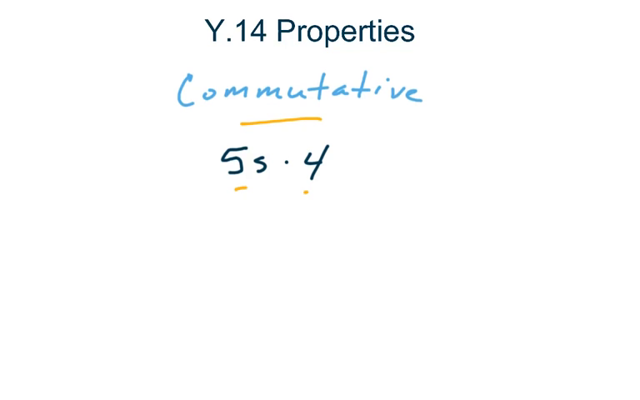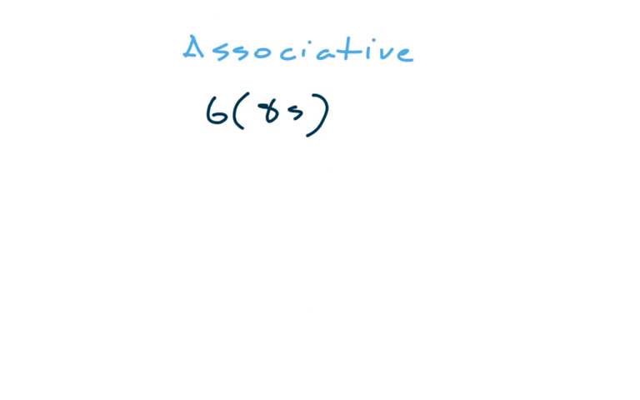So with this expression we have 5s times 4, using the commutative property, we could rewrite it as 4 times 5s. So it allows us to switch the order of the 4 and the 5 to recreate a new expression, which would eventually become 20s. So we've used the commutative property on this problem because we've switched the order. Let's take a look at another one.